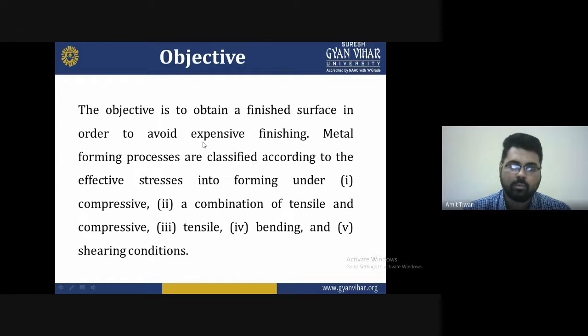In today's lecture we will discuss all these parameters and how we can fabricate a metal to be formed in a desired shape by cold working, hot working, or any other type of process in this metal forming process.